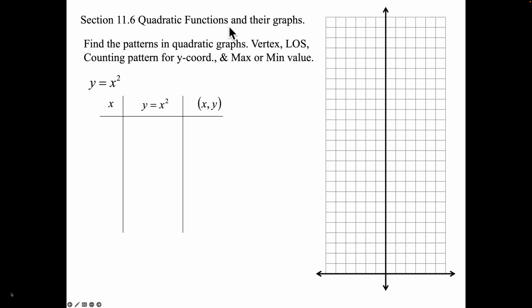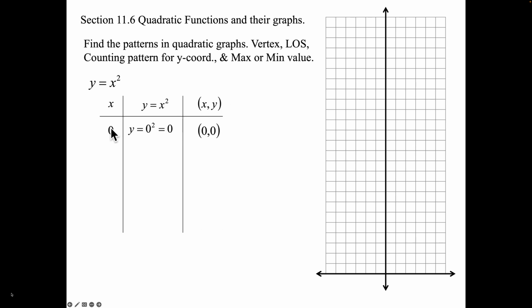All right, so these graphs are going to have a vertex, which we'll describe, a LOS, which is a line of symmetry. We're going to find a counting pattern for your y coordinates, and your max or min value is going to be the y coordinate of your vertex. So y equals x squared, basic form. Let's plot points. I'm going to run through this real quick. You can pause it at the end and then fill in your points.